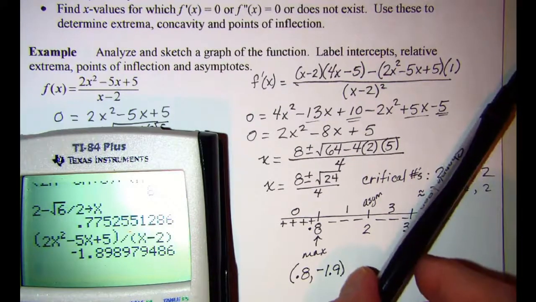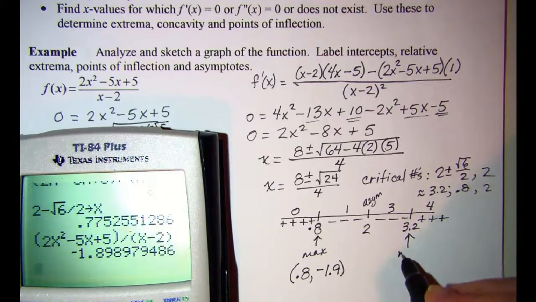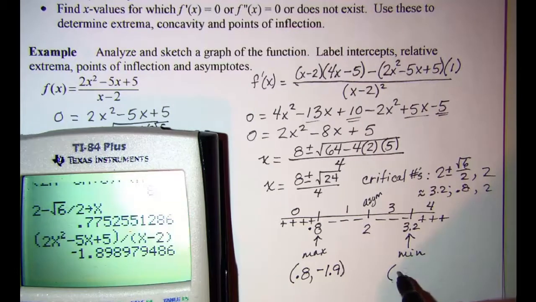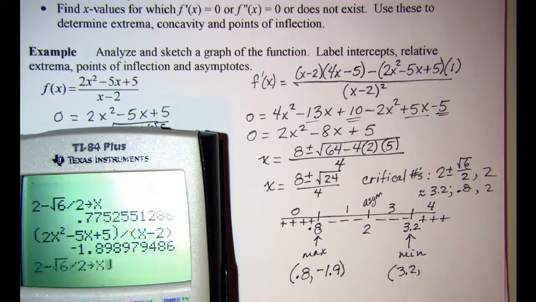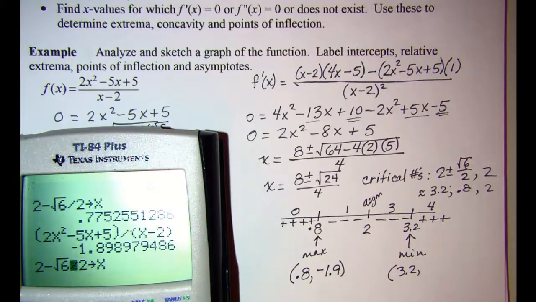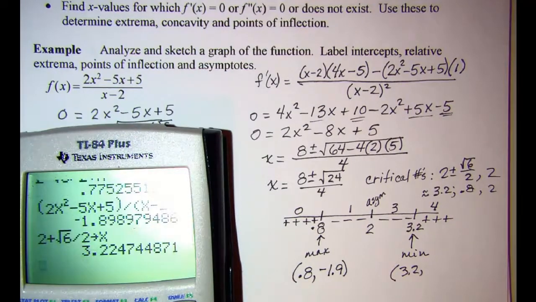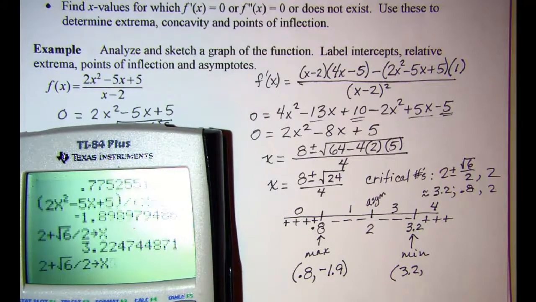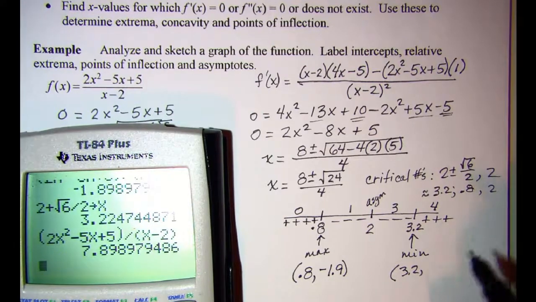Alright, then also when our first derivative changes from a negative, so our slope of our tangent is negative, and then changes to positive, we have a minimum. So this is going to be a min, and the coordinates are 3.2 approximately. And let me store that. It was 2 plus square root of 6, and I'm storing that in for x. So evaluating our function then at that point gives us about 7.9.